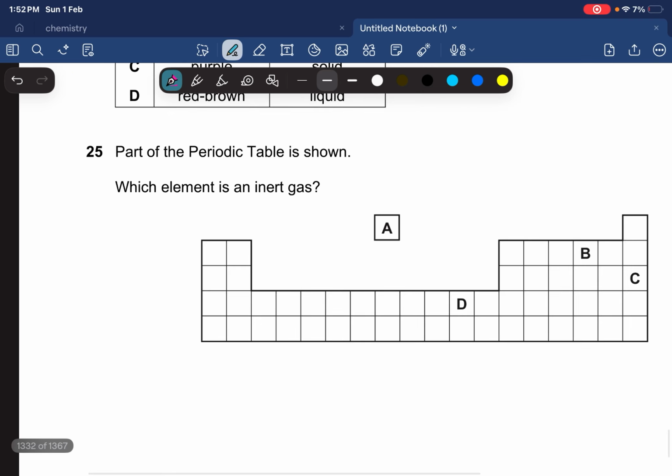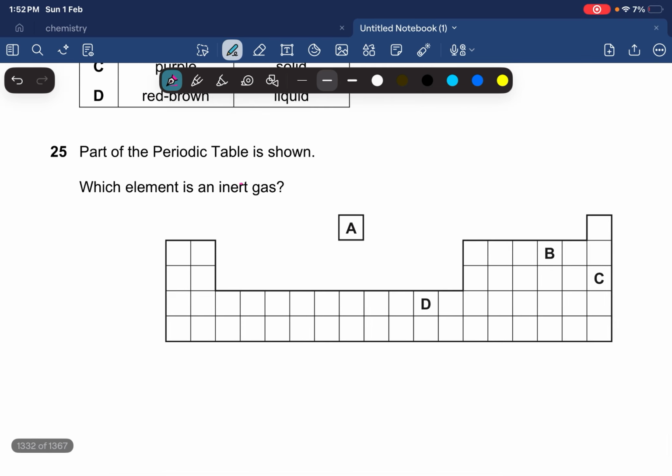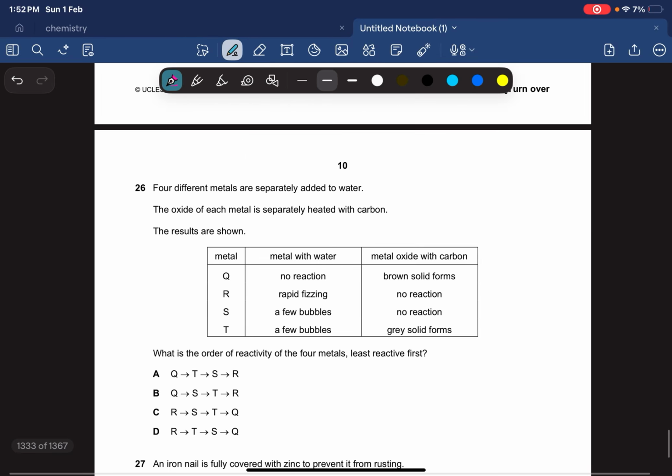That's stated in the syllabus. In the periodic table shown, which gas is inert? Obviously group 0 or group 8. They're inert gases. Why? Because they have a full outer electron shell.